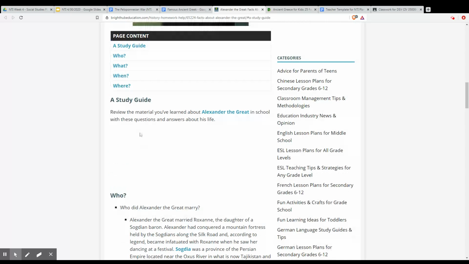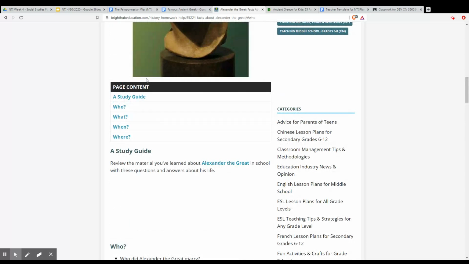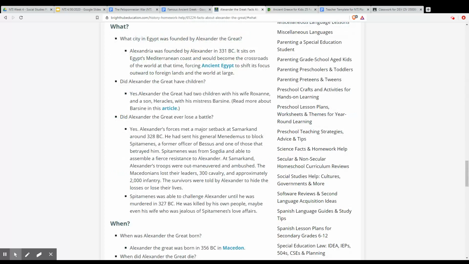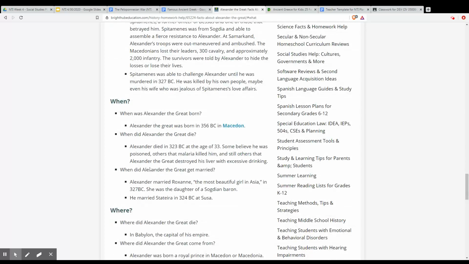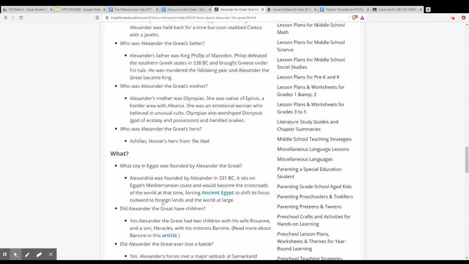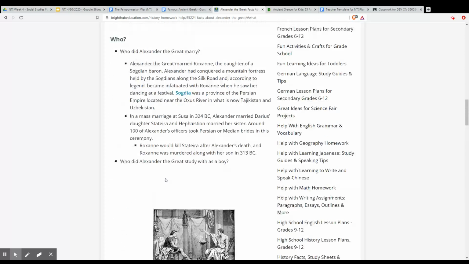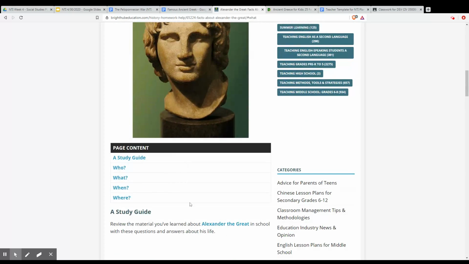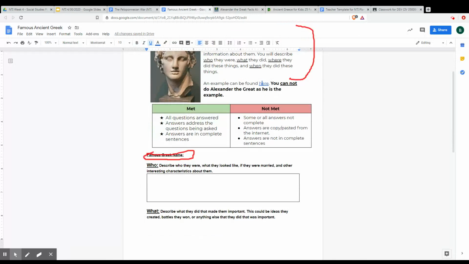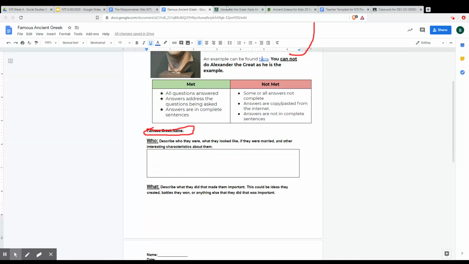So it's about Alexander the Great, and it has the who, and then it has the what and information about that, and then when and where. So you're going to fill in the box similar to this. If you need help figuring out what kind of information goes in each box, you can look at this. But to emphasize, you cannot do Alexander the Great because he's the example. So he's already been done.